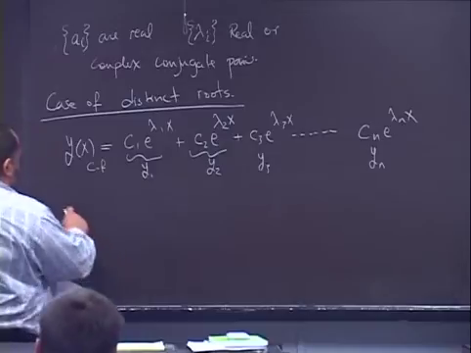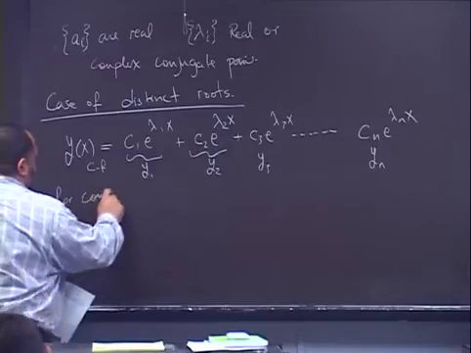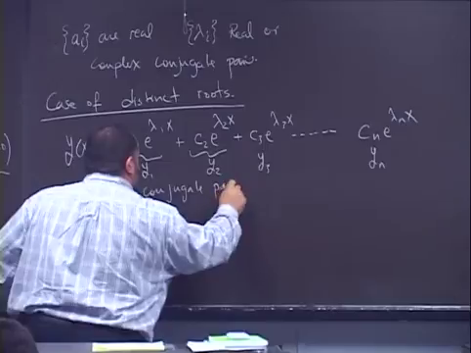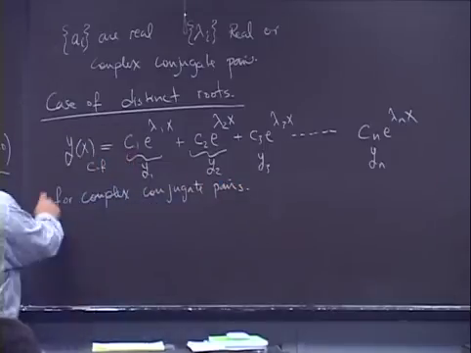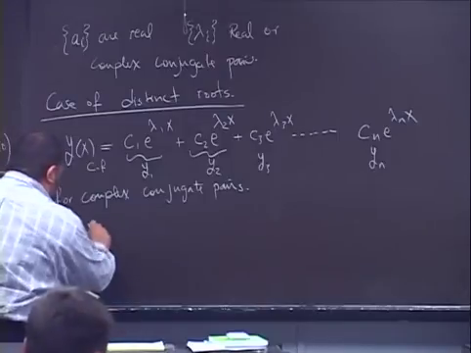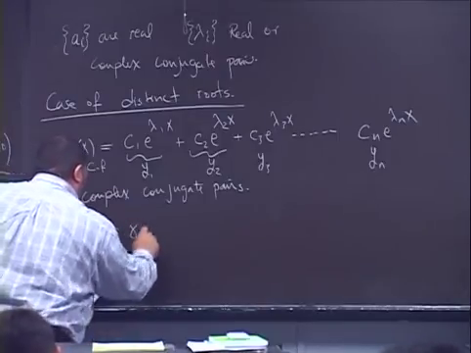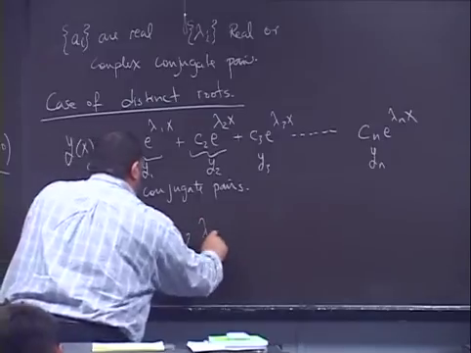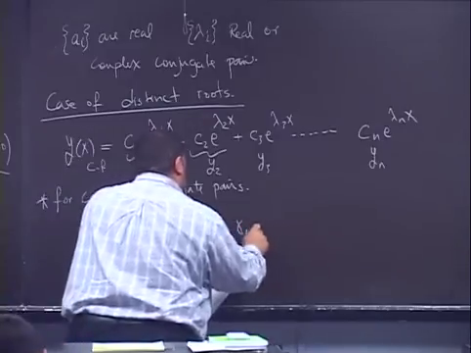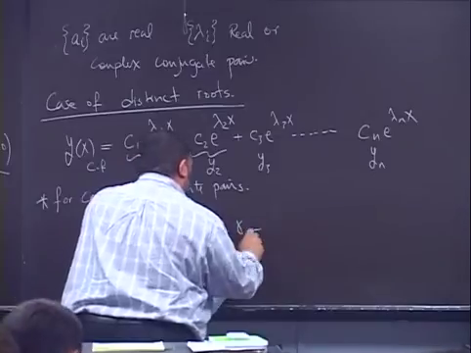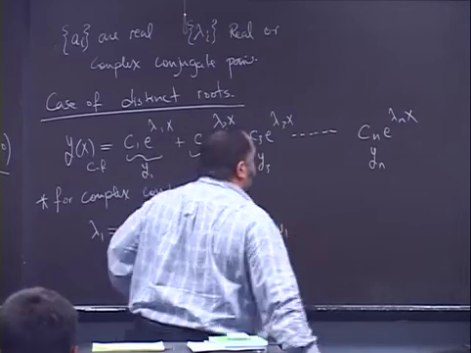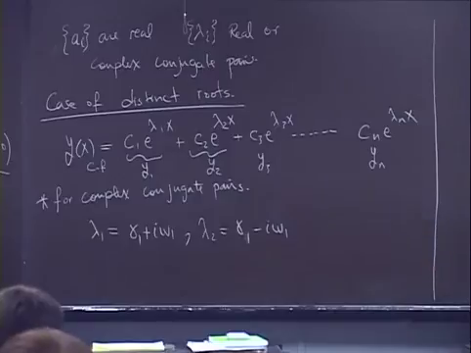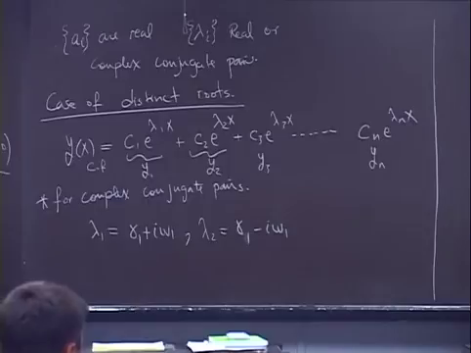So for complex conjugate pairs, if we have lambda 1 equal to gamma 1 plus i omega 1, and lambda 2 is just the complex conjugate of this one, which is gamma 1 minus i omega 1, those are two complex conjugate roots. So what will the solution be?